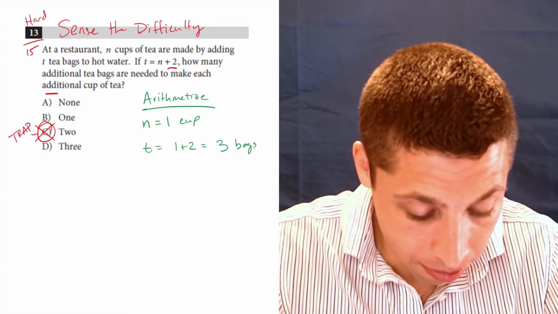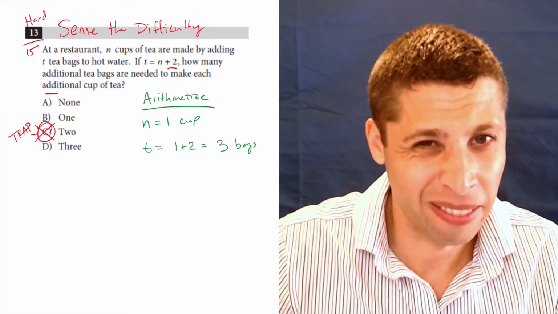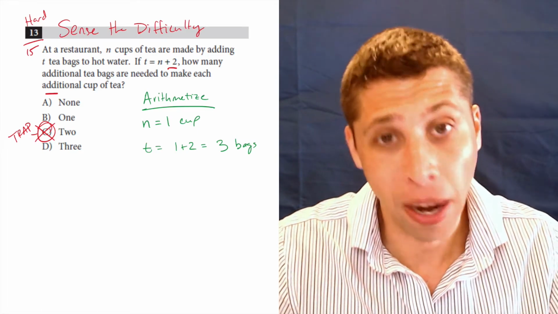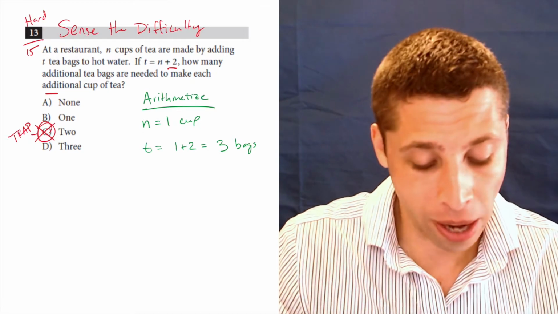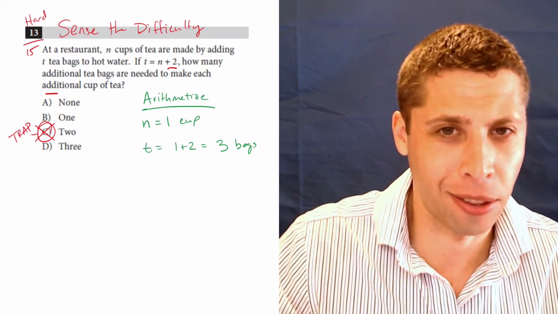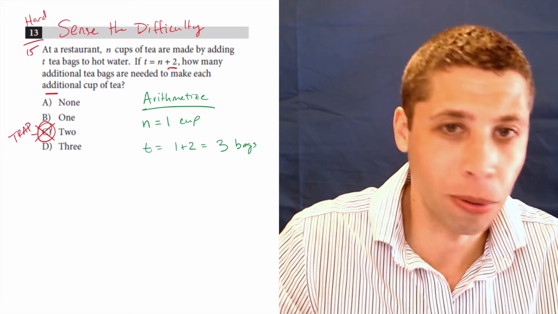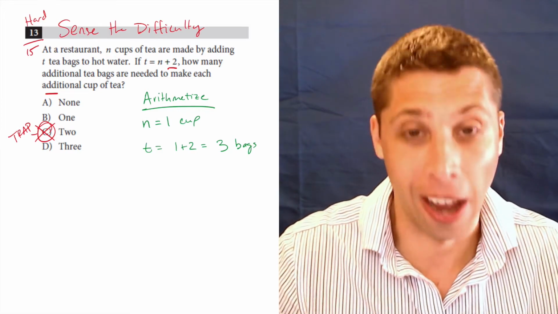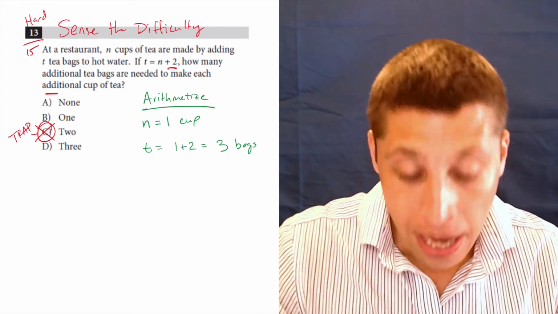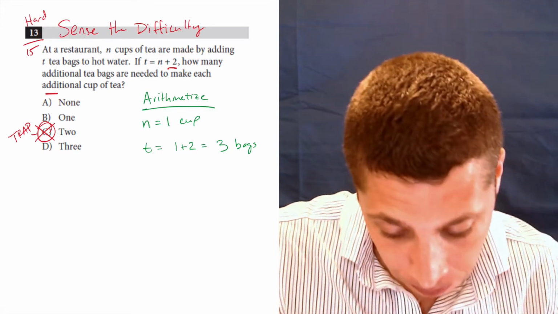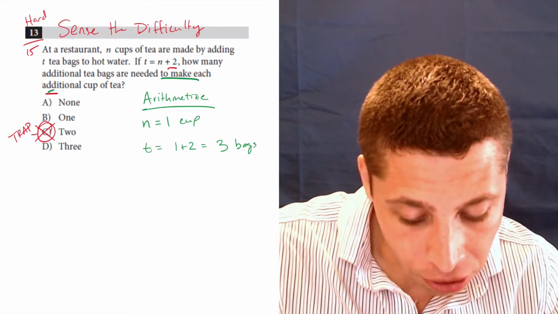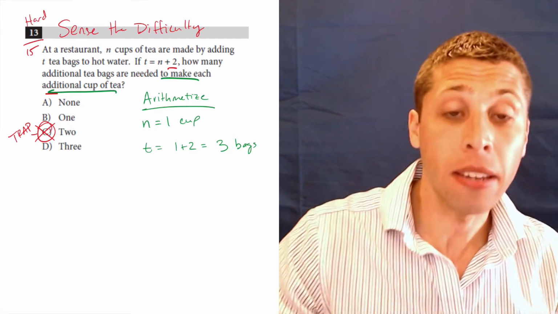Now, I don't drink a lot of tea, but that doesn't make a whole lot of sense to me. But I don't care. This is not a cooking question. This is a math question. So I don't care that it makes no sense that I need 3 tea bags to make 1 cup of tea. No, that has never happened before. But fine. Doesn't matter. I'm following the rules. And the question is now telling me a new instruction. How many additional tea bags are needed to make each additional cup of tea?